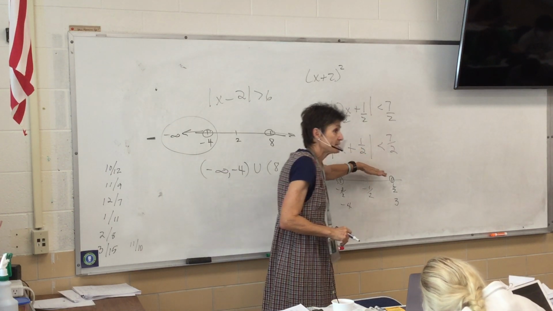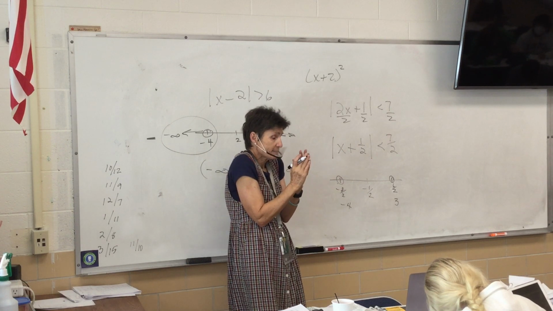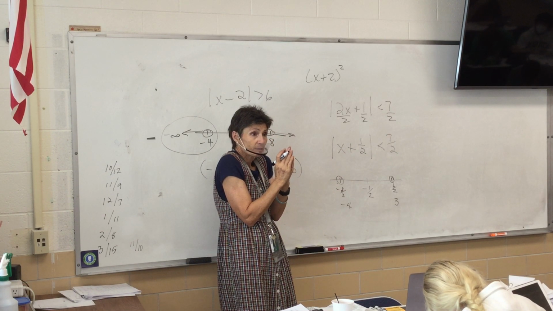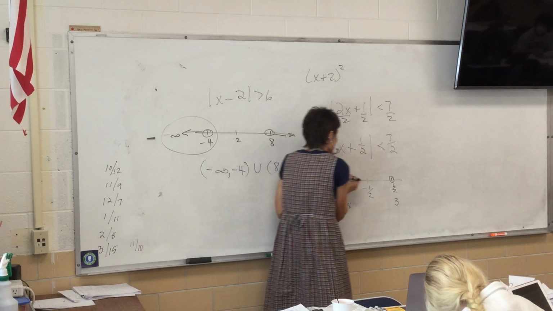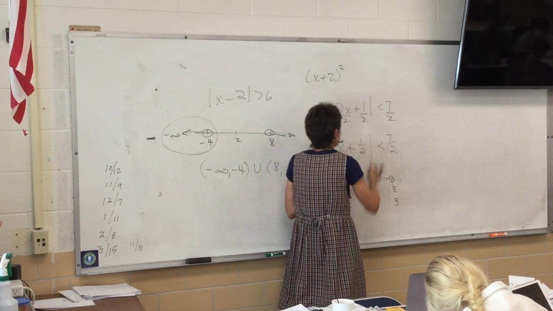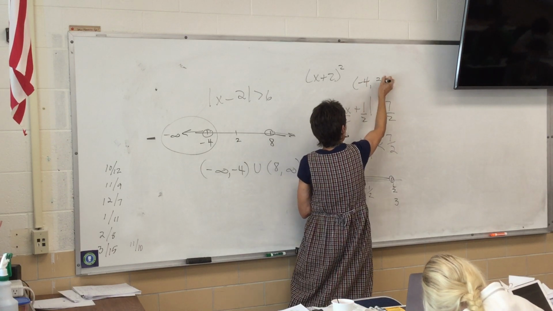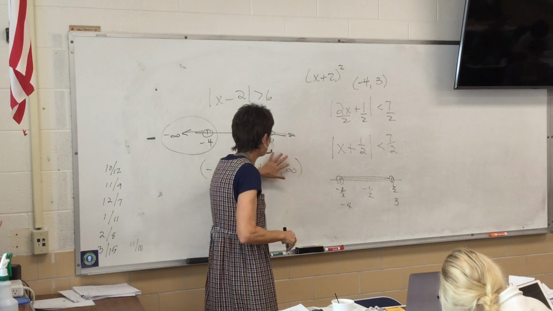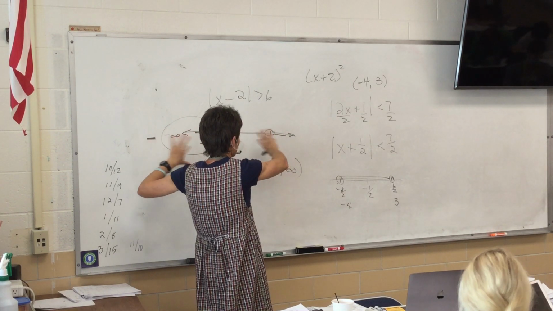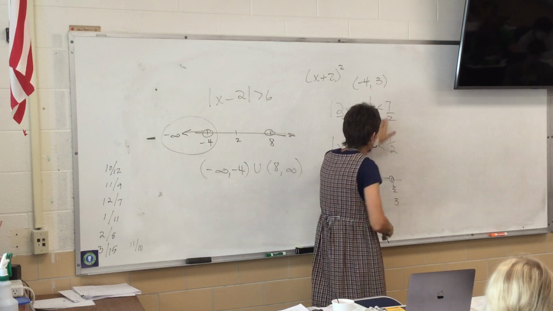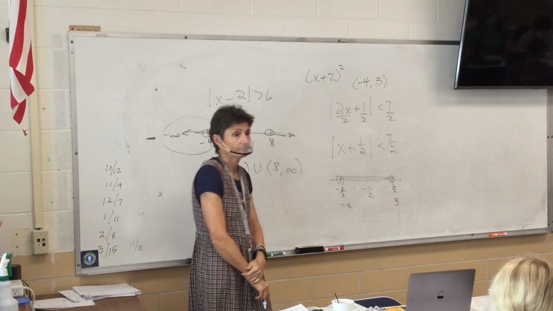This time I want the distance to be less than 7 halves. So I'll shade in between. And my answer is the interval from -4 to 3. So this one we shaded the ends because of the greater than. This one we shaded the inside because of the less than.